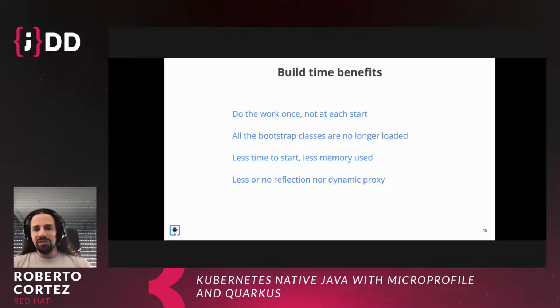No reflection, or, well, we do have some reflection. There is no way for us to get rid of all reflection, but at least there is less reflection and fewer dynamic proxies around, so the code is going to be faster to execute as well.